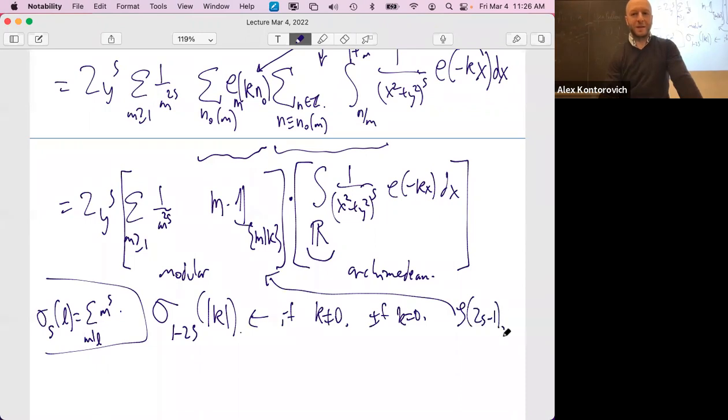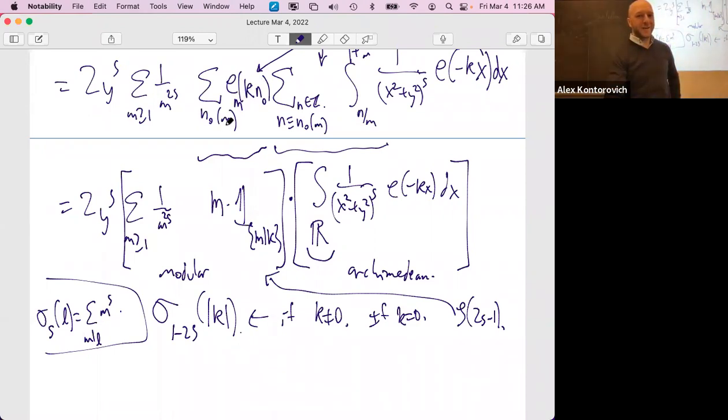This Archimedean piece is going to be very nice, analytically. But then the other piece is where you're getting, these zetas are what are giving you poles, right? Yes. This will not give us poles. So just saying that the modular piece is sigma 1 minus 2s of k, if it's non-zero, and if k is 0, then this is always 1.